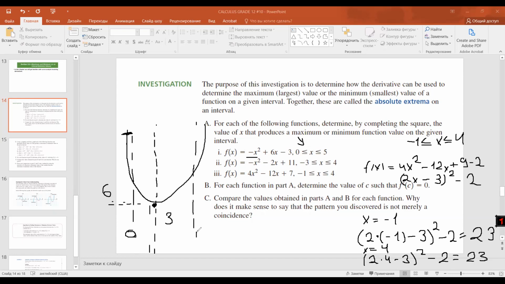The parabola is wrong too, by the way. It's not looking upward? No, it's negative, so it looks down. Absolutely. So it's gonna be the greatest value.